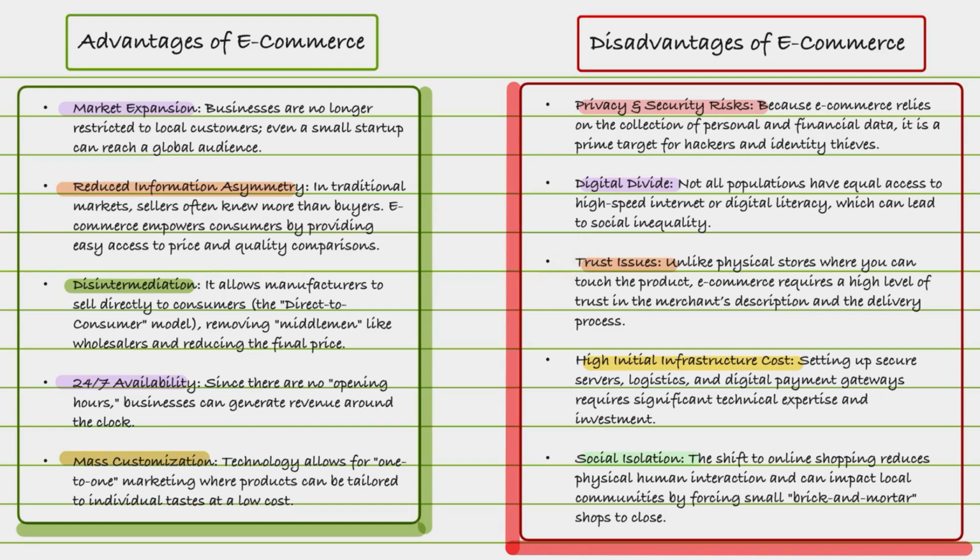Then there might be trust issues. Customers can't physically touch or try on the product before buying, so they have to rely entirely on the photos, descriptions or reviews. And sometimes the reviews can be biased as well. So there can be a trust issue. And there is a high initial infrastructure cost. While you save money on storefront rent, you have to invest heavily in secure web servers, cyber security, smooth payment systems, and complex delivery logistics. This is the initial cost of setting up.